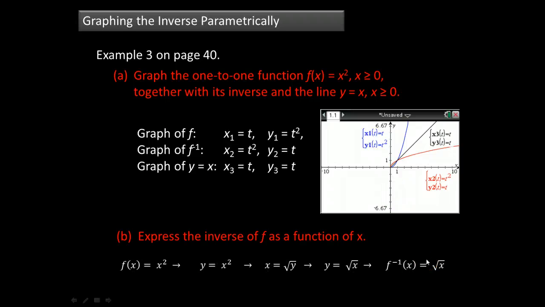So what we're going to do is go through that process of determining an inverse. If f of x equals x squared, that means y is equal to x squared. So solving for x, we get that x is equal to the square root of y. And then swapping those variables, y is equal to the square root of x. So that means our inverse function of x squared, like we talked about a little bit earlier, is the square root of x.